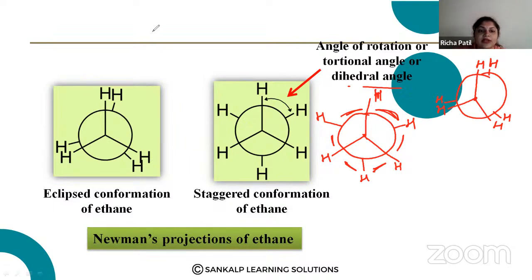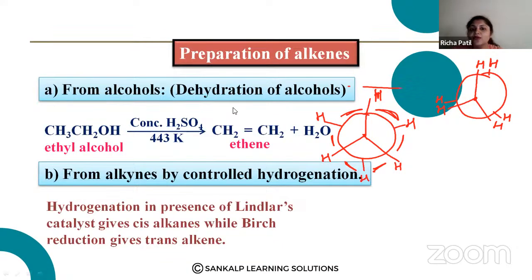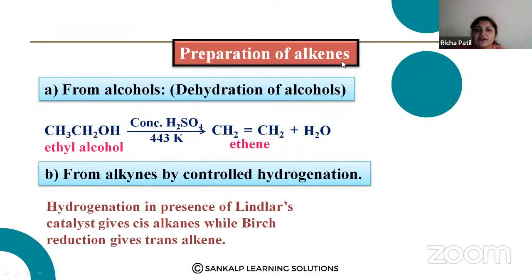The stereoisomers can be represented in two ways: one is the Newman projection, another is the Sawhorse projection. So remember what is the staggered form and what is the eclipsed form. Next, we'll see the preparation of alkenes. We have completed the preparation, physical properties and chemical properties of alkanes. Now we'll start with alkenes.